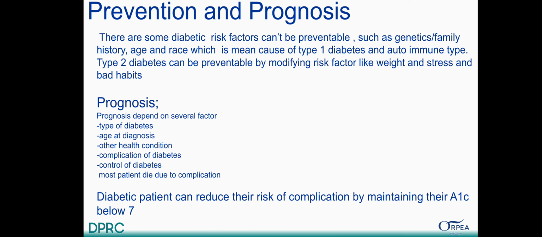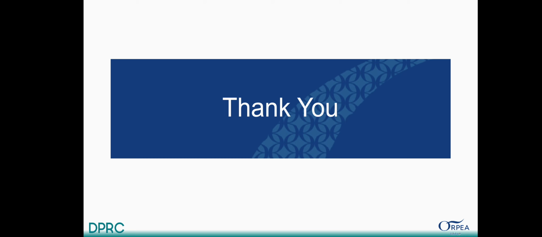Prognosis depends on several factors: type of diabetes, age at diagnosis, other health conditions or other morbid factors, complications of diabetes, and control of diabetes. Most patients die due to complications, not of the diabetes itself. Diabetic patients can reduce their risk of complications by maintaining their hemoglobin A1C below 7. And this will be the end.